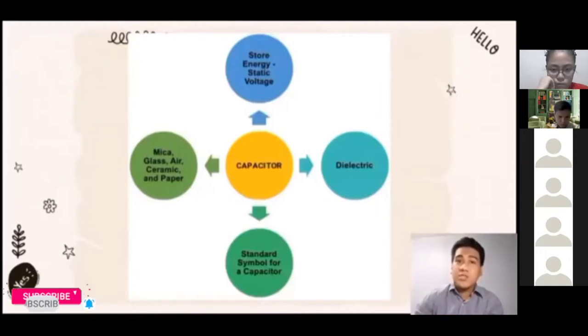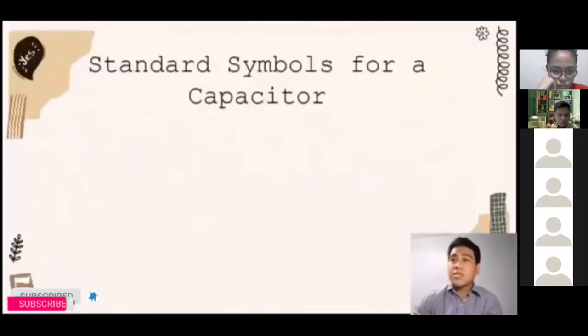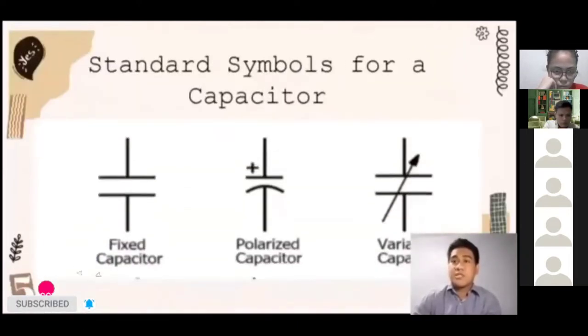Next, a capacitor is usually named after the dielectric material used. Common dielectric materials used in a capacitor are mica, glass, air, ceramic, and paper. Next, I'm going to show you the standard symbols for a capacitor. We have the fixed capacitor, polarized capacitor, and a variable capacitor.